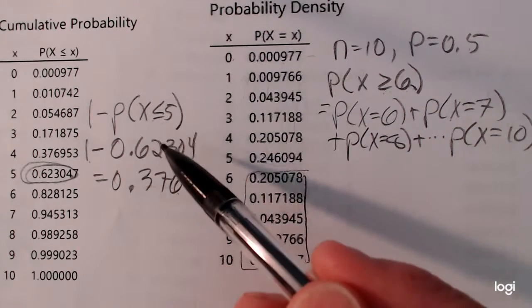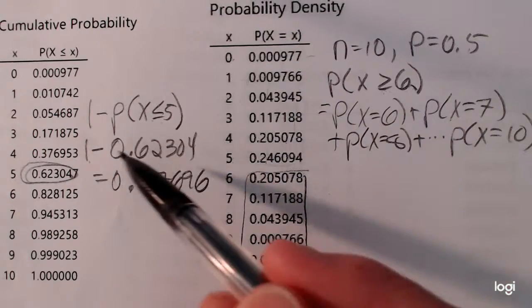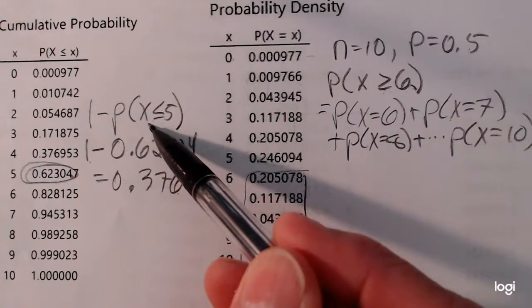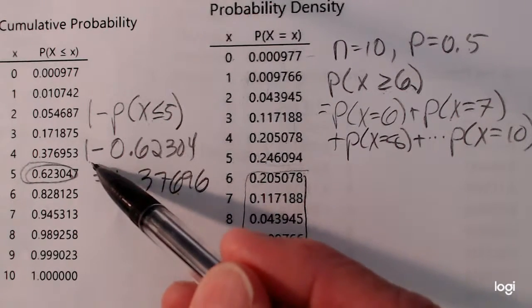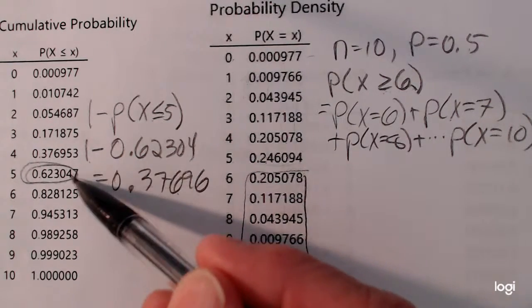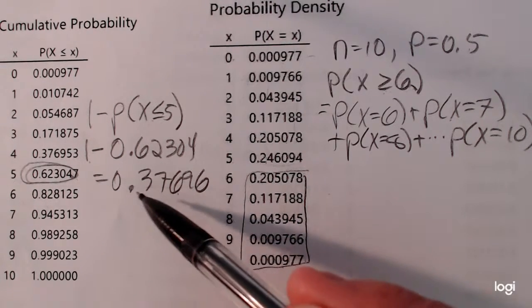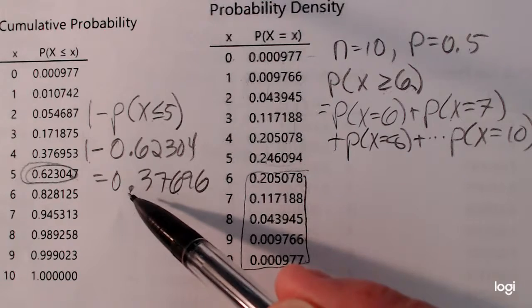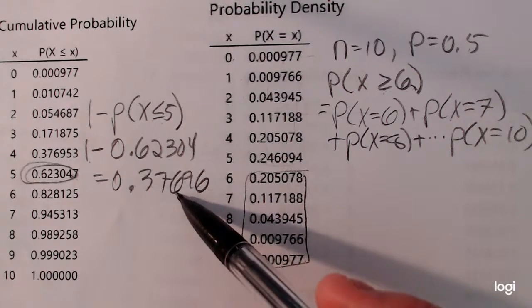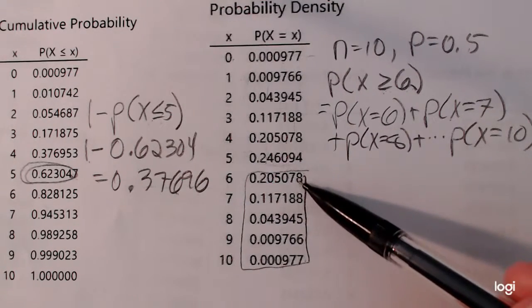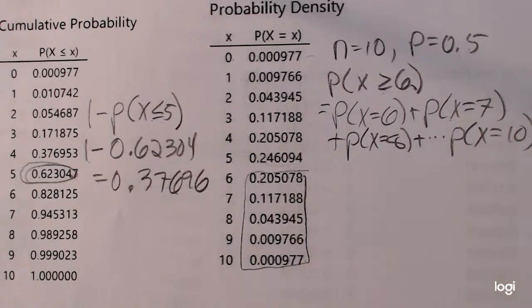So the probability x is at least 6 is going to be equal to 1 minus the probability x is less than or equal to 5. So it's going to be 1 minus this probability off of the cumulative table. So doing that subtraction, the probability x is at least 6 is 0.377 rounded to 3 decimal places, and that would be the same answer you would get if you were to sum all of these individual probabilities.